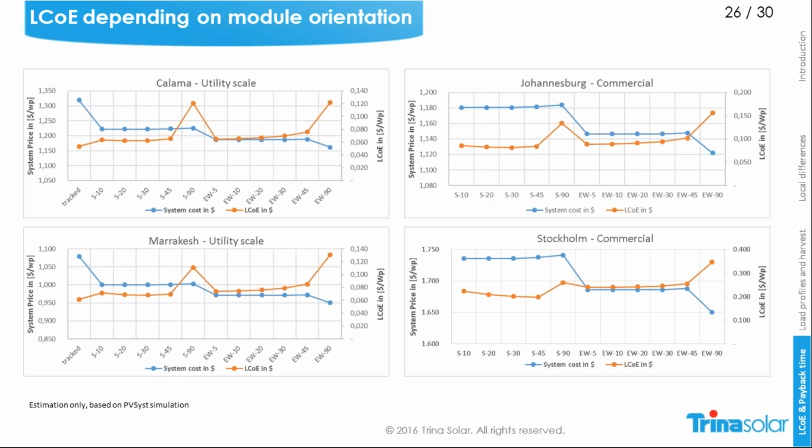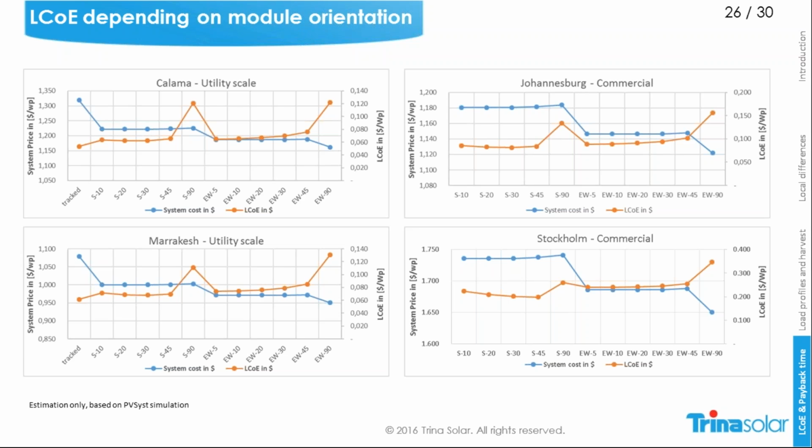Here I also want to show the levelized cost of energy, the LCOE, depending on the module orientation. I took the same examples as before, so I will compare here Kalama, in utility, Johannesburg will be commercial, Marrakesh utility scale. So utility scale is usually ground mounted and commercial usually rooftop mounted, for example on an industrial hall or on bigger commercial buildings where you have a lot of roofs, so flat roofs.